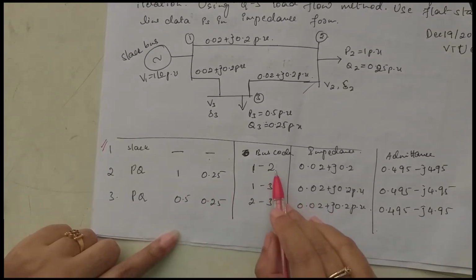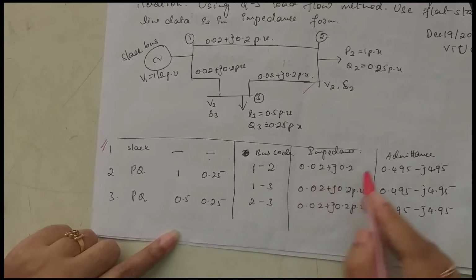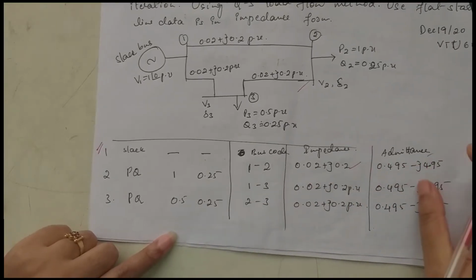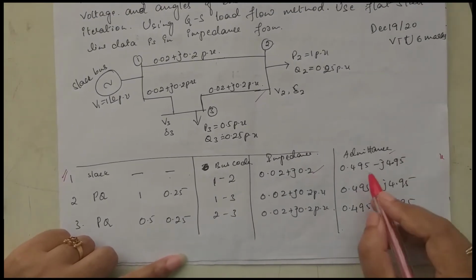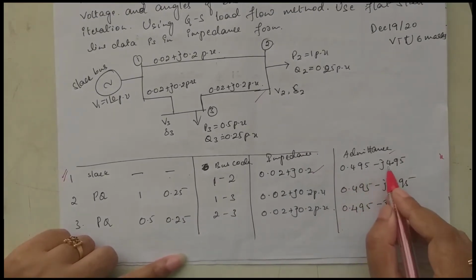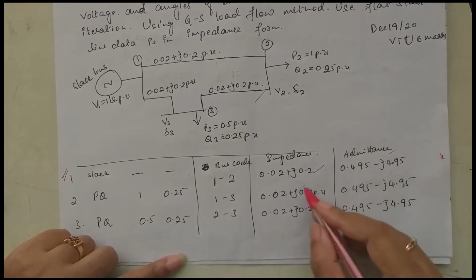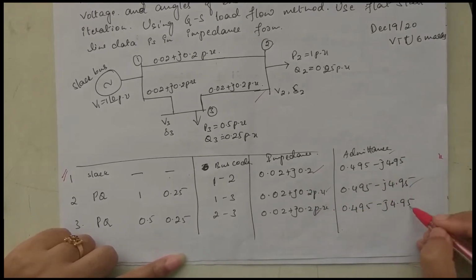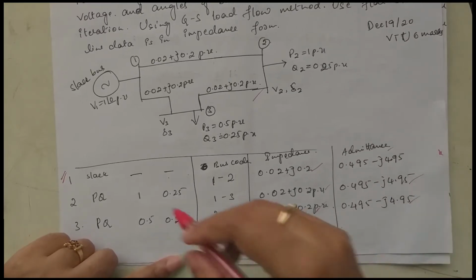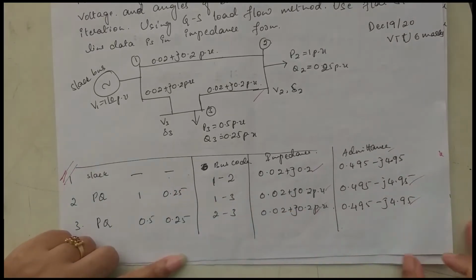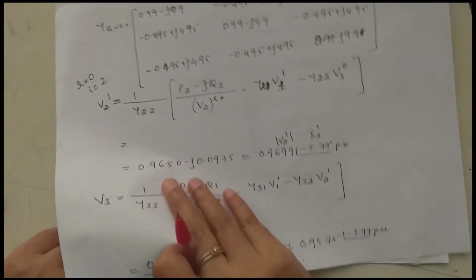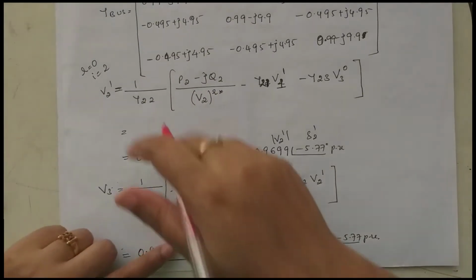Bus code from 1 to 2, impedance value. We have the impedance value, but we need admittance. Just take the reciprocal, and we get 0.495 minus j4.95. Since all the line impedances are the same, the line admittances are also the same. First, you have to write down the given data, then you find out the admittance. Once we find the admittance values, form the Y bus.